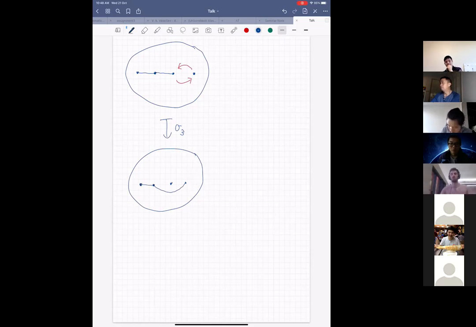Okay, maybe you can do another sigma 3. Okay, do another sigma 3. So what do you get? You get something like this. Agree? Okay.